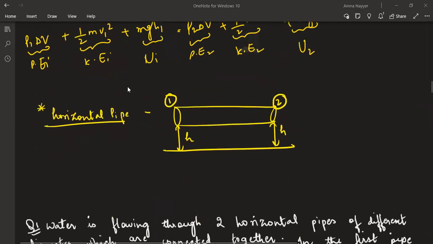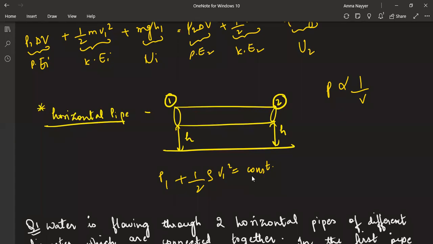See, if the pipe is horizontal, horizontal means both the heights are the same, at point 1 and at point 2. We had taken a random pipe where h2 was greater than h1. If both the heights are equal, then directly pressure is inversely proportional to velocity. So you will not use the mgh component. You will just use P1 plus half rho V1 square is constant. No mgh component if the pipe is horizontal.